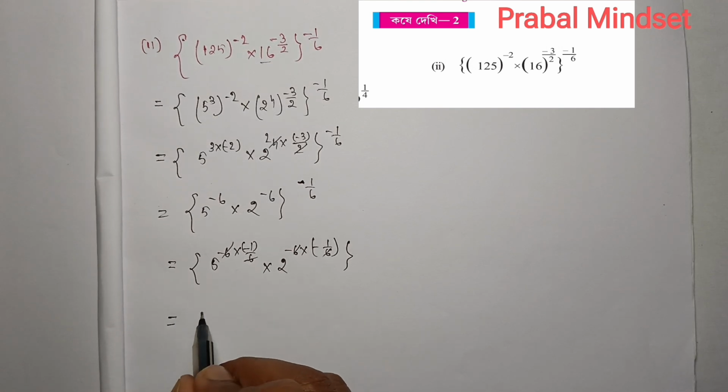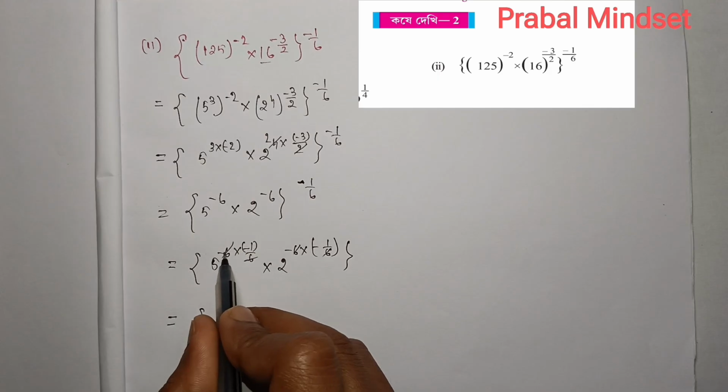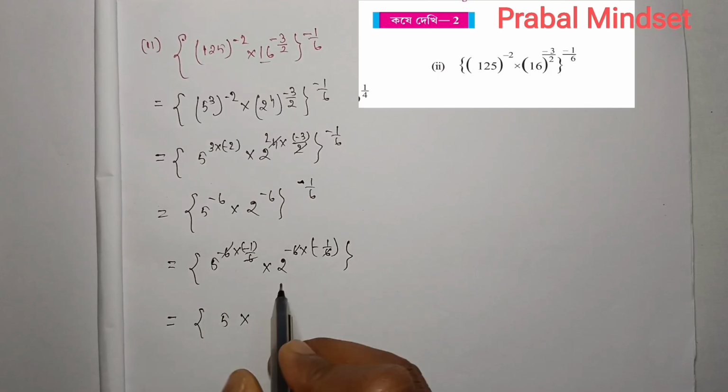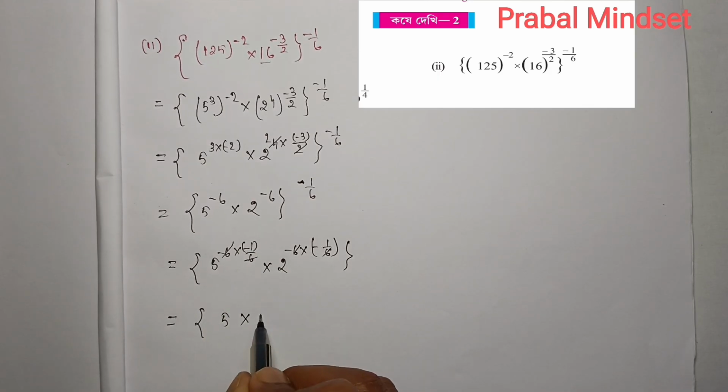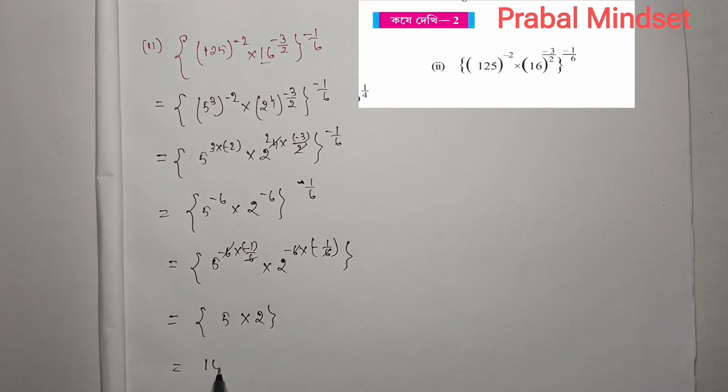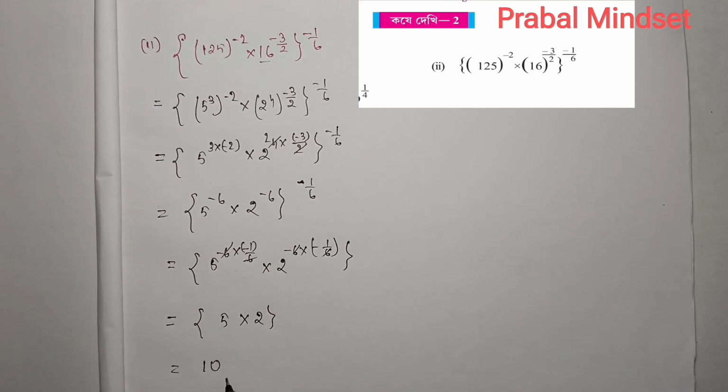থাকবে হচ্ছে 5 minus minus plus into 2 minus minus plus, 10 answers.